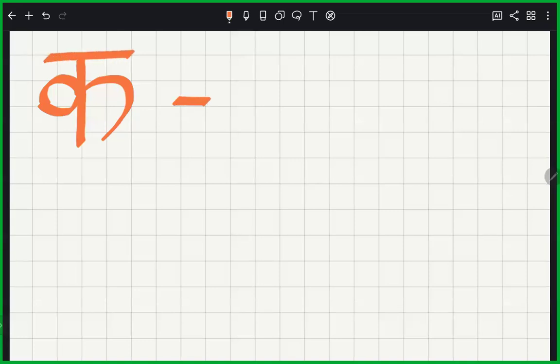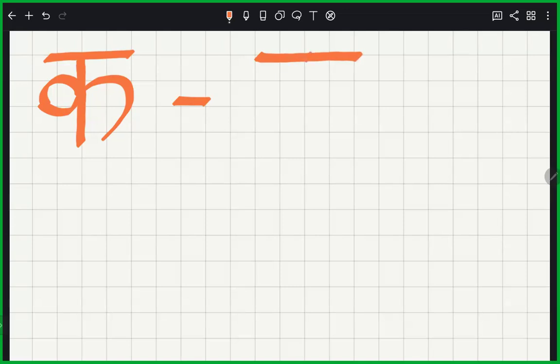Okay. So for the Vyanjan consonants, the first one is Ka. Like how I did yesterday, I'll write the Nagari equivalent of the Sharda first so that you understand which letter I'm going to draw. This is Ka for Sharda. Similar way, Shirorekha.